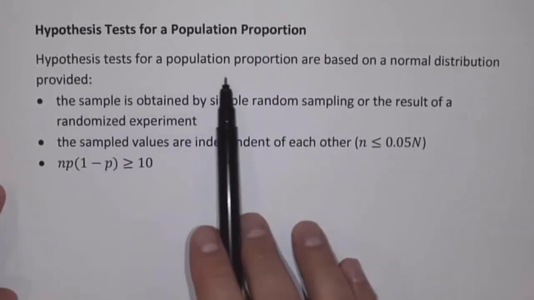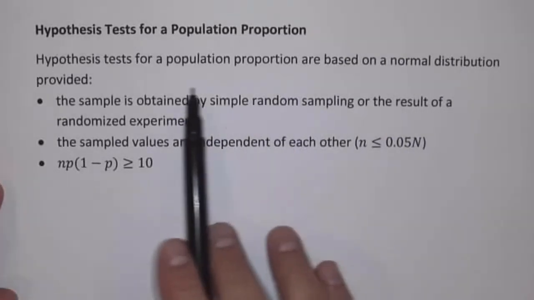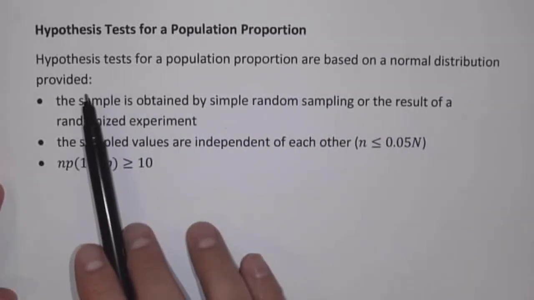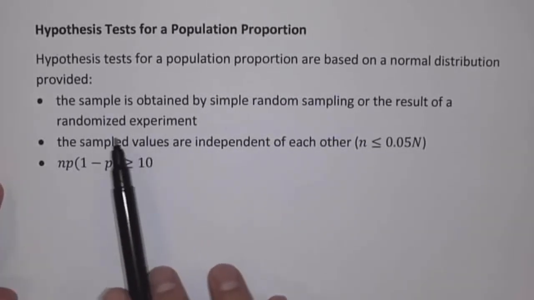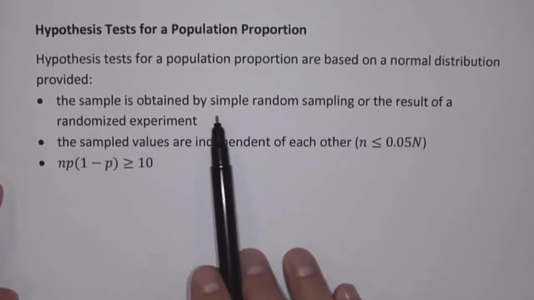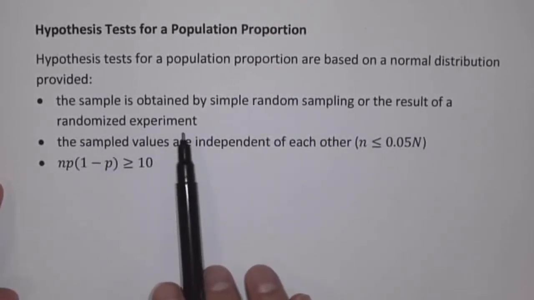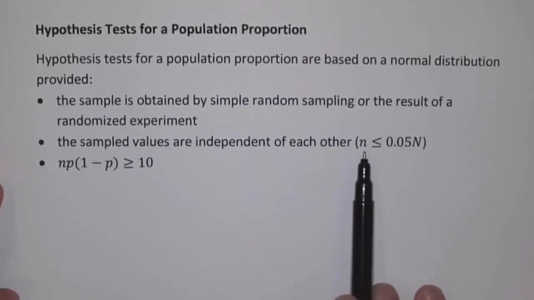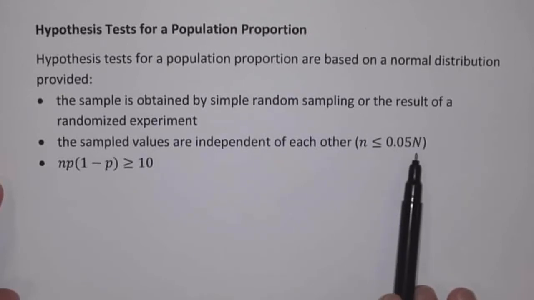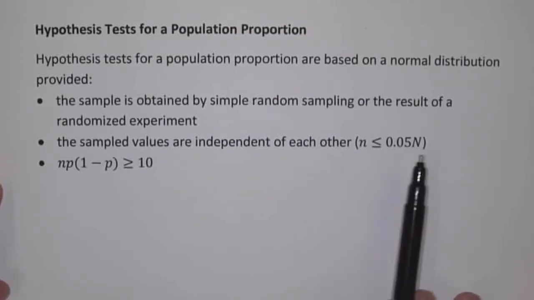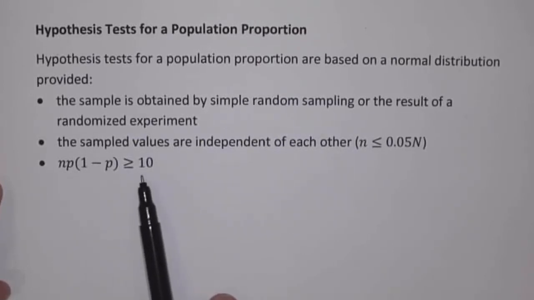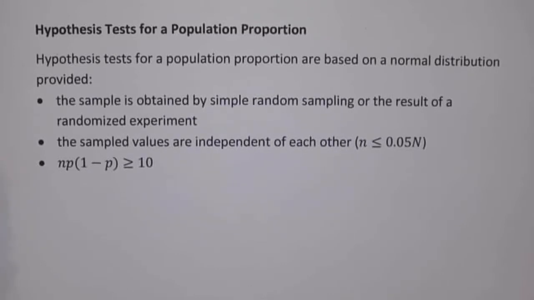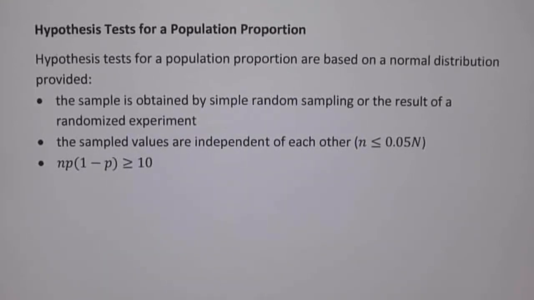A hypothesis test for a population proportion is going to be based on a normal distribution, provided that we have the characteristics that we can use to model a normal distribution. And so those characteristics are as follows. The sample has to be obtained by simple random sampling or the result of a randomized experiment. The sampled values have to be independent of each other, and we're going to check that by making sure that the sample size is less than or equal to 5% of the population size. And then last but not least, n times p times 1 minus p has to be 10 or greater in order to be able to say that we have a normal distribution. So as long as we meet these criteria, then we'll be able to do a hypothesis test by using a normal distribution as the model.